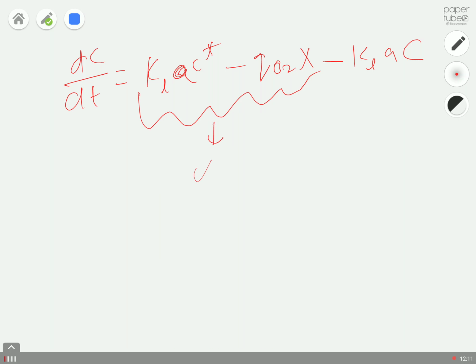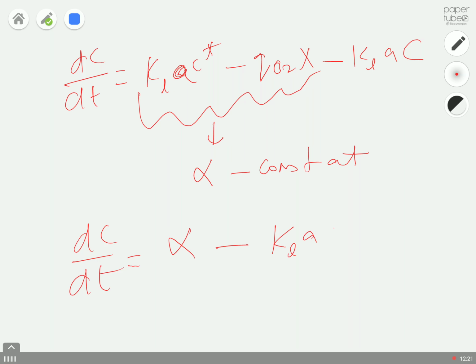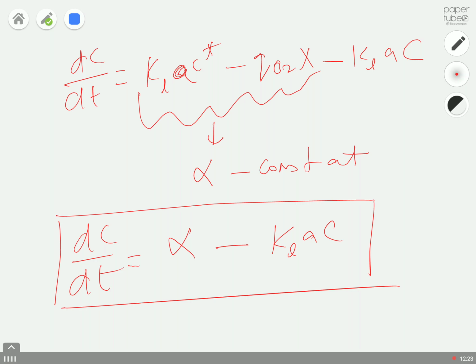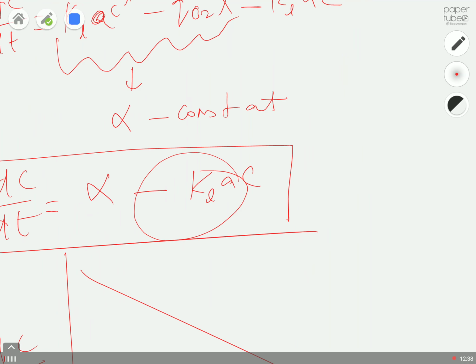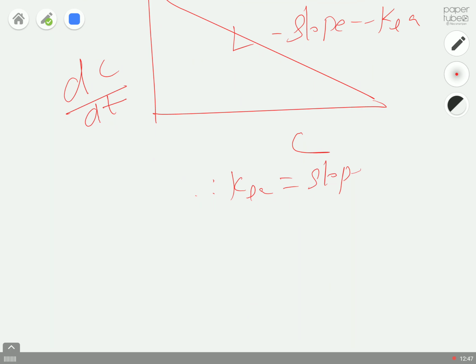So let's call them alpha, which is a constant. So dc by dt is equal to alpha minus KLA into C. This is such a simple problem. All you need to do is plot dc by dt versus C. You will get a negative slope, and that slope will be equal to minus KLA. So if you multiply by minus 1 on both sides, KLA will be equal to the negative of the slope.